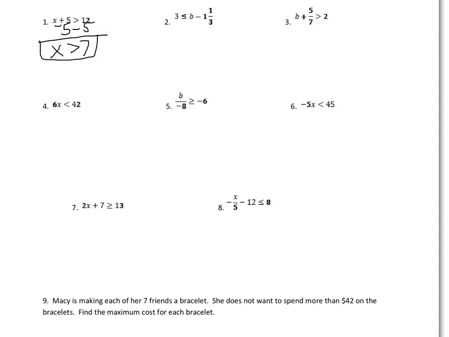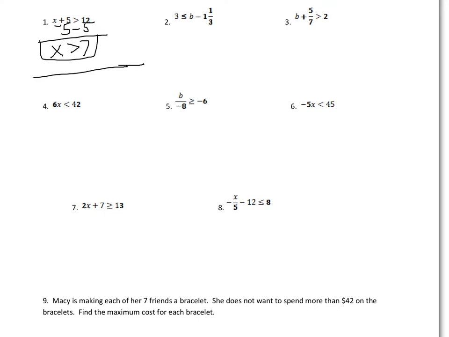So any number that is greater than 7 will work in that inequality to make it true. For example, 8 plus 5 would be 13, and 13 is greater than 12. But if you went less than 7, it wouldn't work. Say 2 plus 5 would not work, because that would just be 7, and 7 is not greater than 7. So then we graph on a number line.